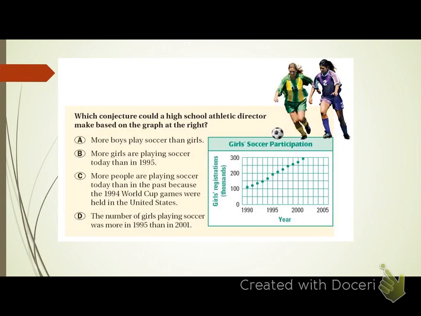Okay? Another way to use patterns to make a conjecture is to take some data and display it in a graph and then try to make a conjecture that way. Okay? So take a look at this graph for a second. We've got a multiple choice question here. And see which choice seems to make the most sense. Stop the video, think about it for a second, look at the choices and come up with what you think.